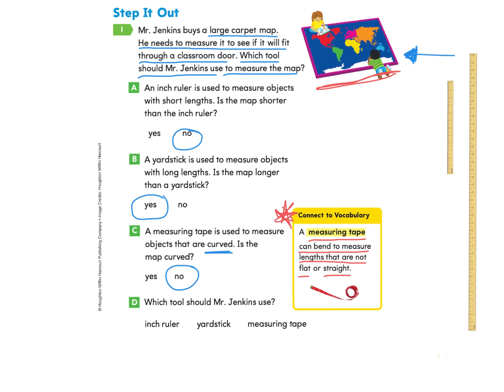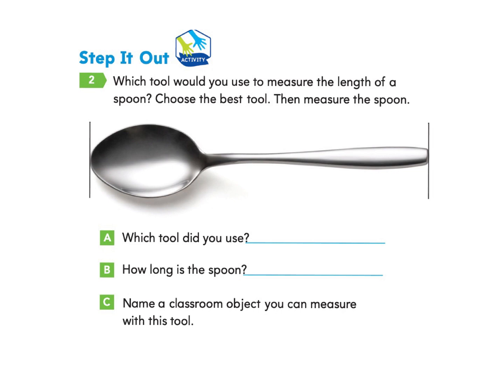You can pause and try this part on your own and come back. But by looking at Part A, B, and C, we have decided that a yardstick would be the best tool for Mr. Jenkins to use. Nice work. Let's turn the page to page 464 under Step It Out, Part 2.